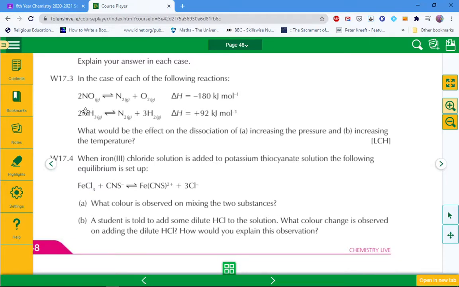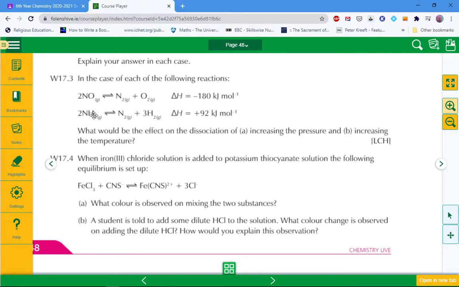What about increasing the temperature? Well, if I increase the temperature, that means I favour the endothermic reaction. And what we're told here is that the forward reaction is exothermic. So that means if I increase the temperature on this one, the equilibrium moves again towards nitrogen monoxide. It'll move towards the left.